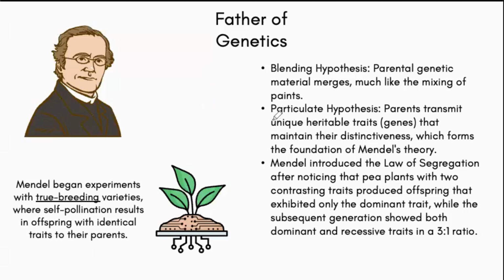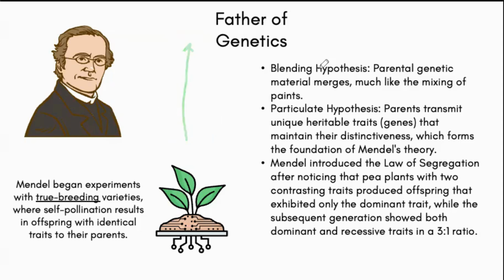He had these, not theories, but hypotheses as to what would potentially happen with the pea plants. The first one is called the blending hypothesis. He said that basically the parent plants will merge together to create sort of a hybrid offspring. So you want to think of it as if we have a tall pea plant mixing with a short pea plant, then somewhere in the middle they would grow.